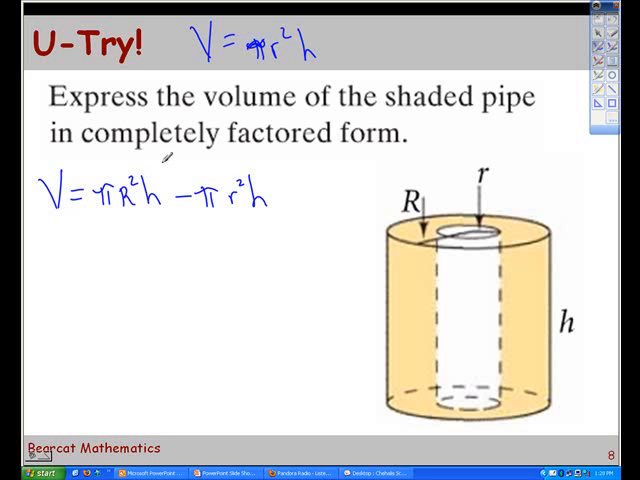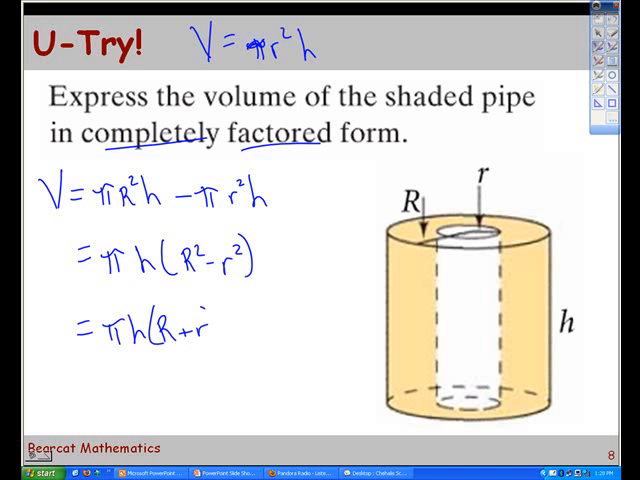Now we need to completely factor this. There's an h in both of these terms, and there's a pi in both these terms. We can take out the pi and the h. We have big R squared minus little r squared. Then we should recognize the difference of squares and take that one more step. Pi h times big R plus little r times big R minus little r. There's completely factored form.